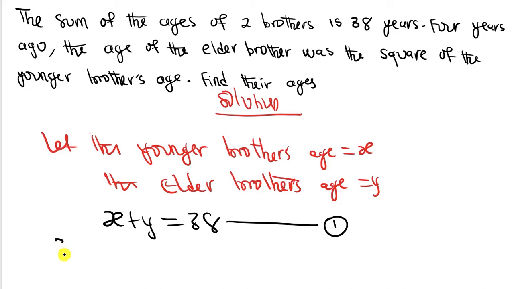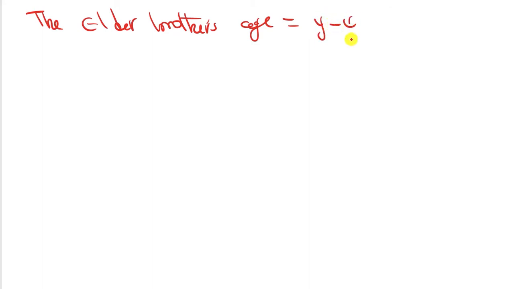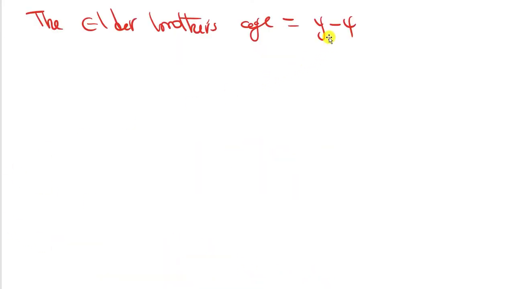Okay, so now 4 years ago, what was the younger brother's age? We are going to determine the ages of these two people. So the younger brother's age 4 years ago: if today the younger brother is x, then 4 years ago his age is going to be x minus 4. All right, so let's determine the elder brother's age in that same 4 years ago. The elder brother's age 4 years ago is going to be y minus 4. So now we've been able to determine the younger brother's age 4 years ago and the elder brother's age 4 years ago. That is what we are having here.